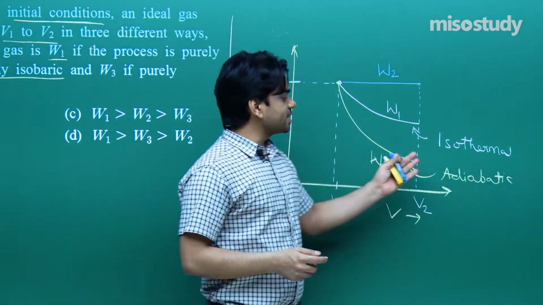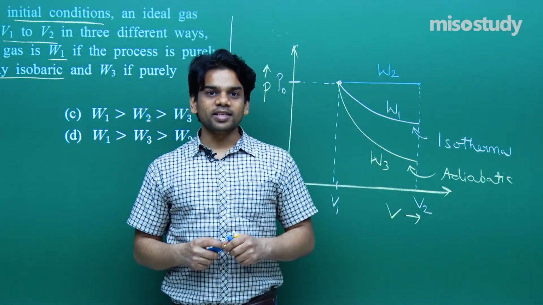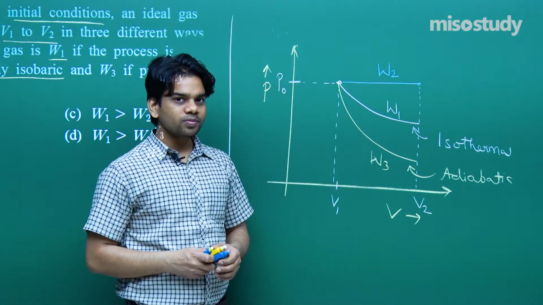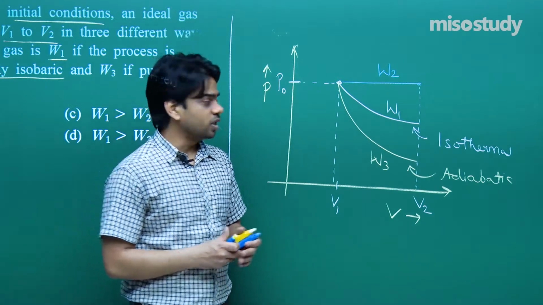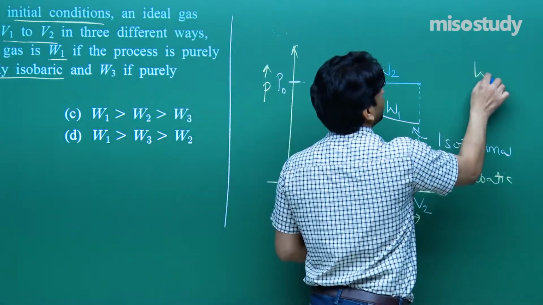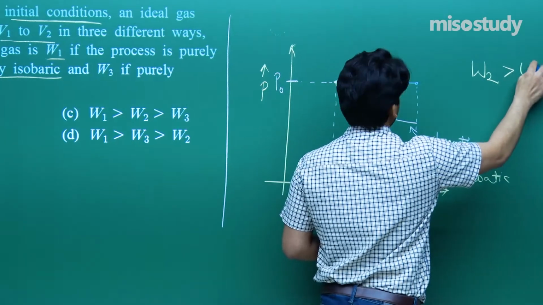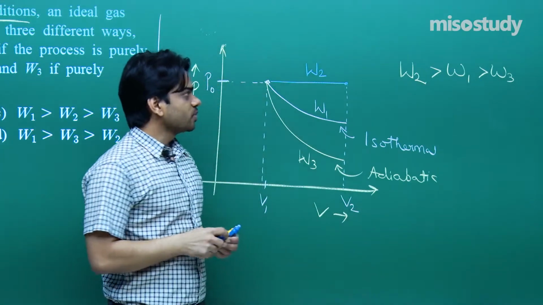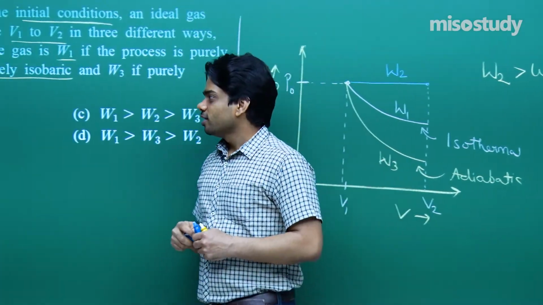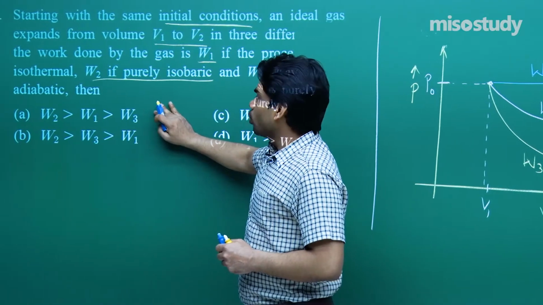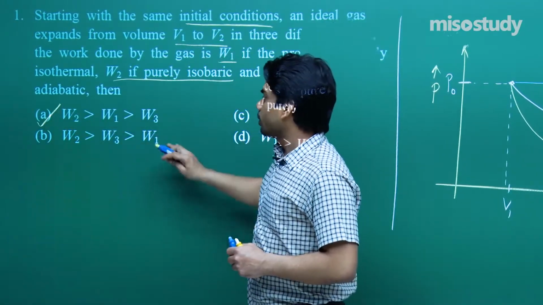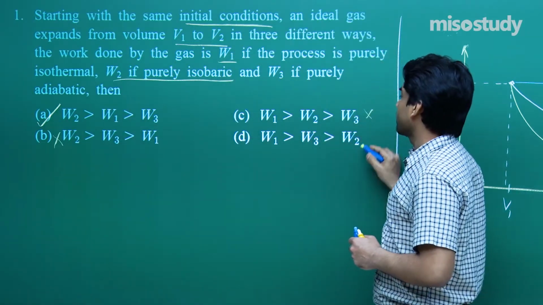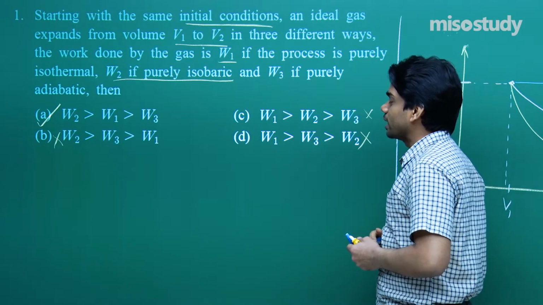Now in the 3 cases, whenever you have a PV curve, you can easily evaluate it by seeing the area under the curve. So maximum work done is in the case of W2, then we have W1, then we have W3. So maximum work done will be in the case of isobaric, then isothermal, then adiabatic, that is W3. So W2 is greater than W1 greater than W3. Option A, W2 is greater than W1 greater than W3, is the correct option. B is incorrect. C, W1 greater than W2 greater than W3, incorrect, and D, W1 greater than W3 greater than W2, that's incorrect.